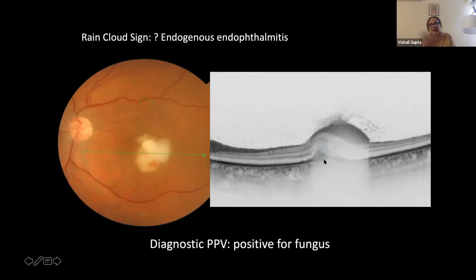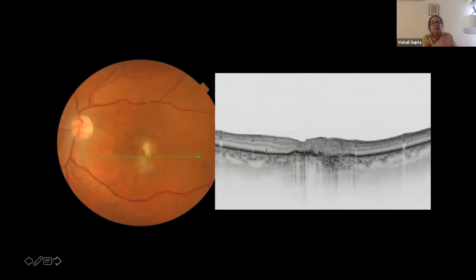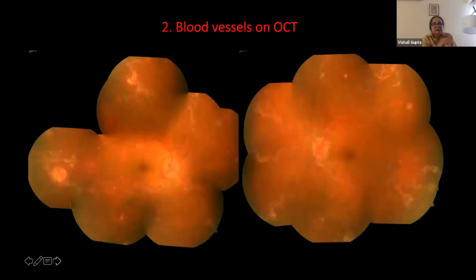So you don't need anything else. You have this sign which tells you it's fungus. Go ahead, do vitrectomy, whatever, and get over with it.